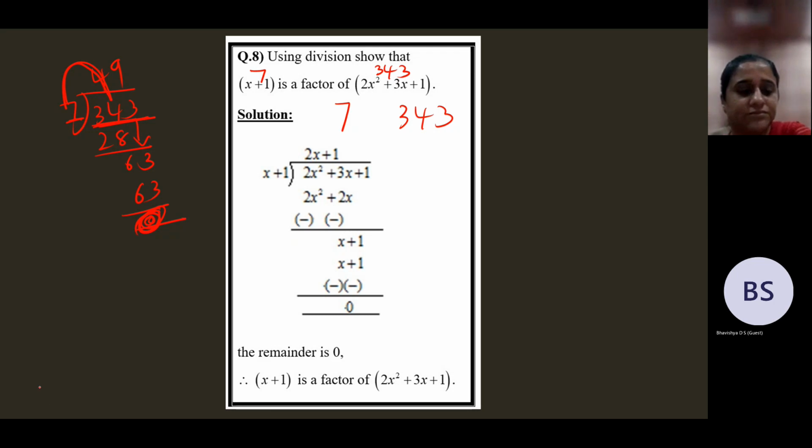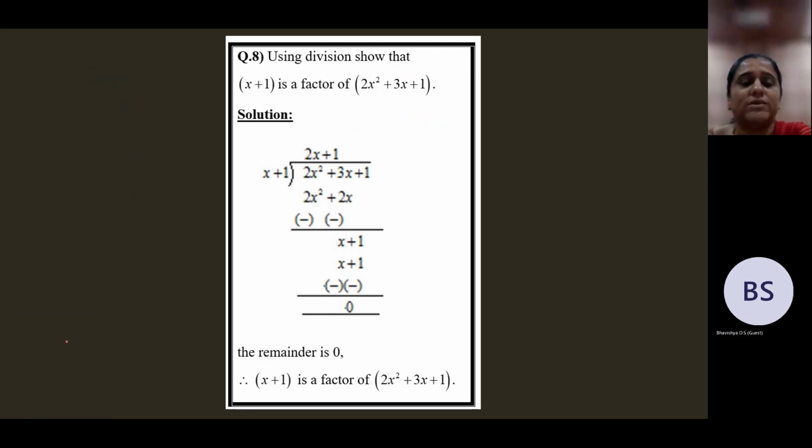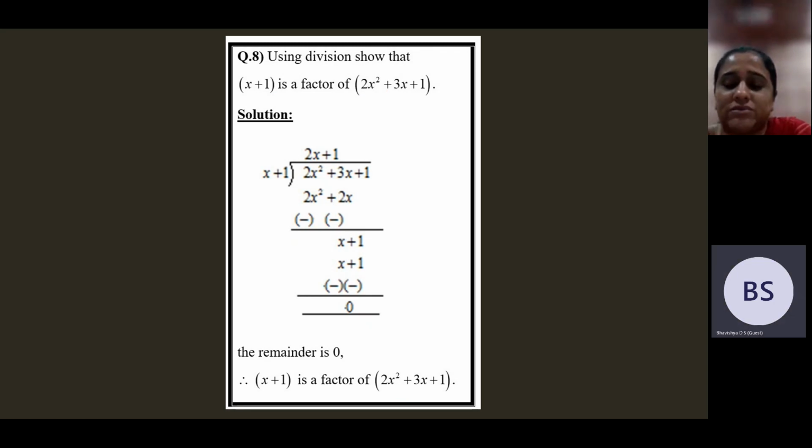Understand that? Similarly, you will have to show that x plus 1 is a factor of this one. So divide. The remainder should be 0. Since the remainder is 0, therefore, x plus 1 is a factor of 2x squared plus 3x plus 1. All right, Bhavishya, long division, you already know how to do it. We have worked many sums.